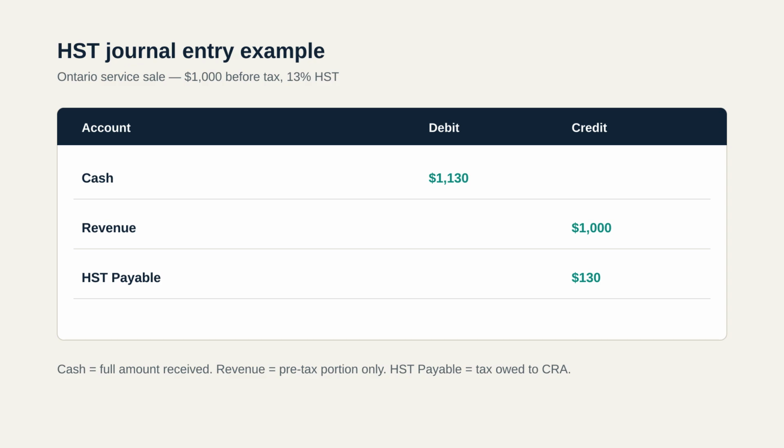That's it. Cash goes up on the debit side because you received money. Revenue goes up on the credit side because you earned $1,000, not $1,130, since the tax was never yours. And HST payable goes up on the credit side because it's a liability, money you're holding temporarily for the government.